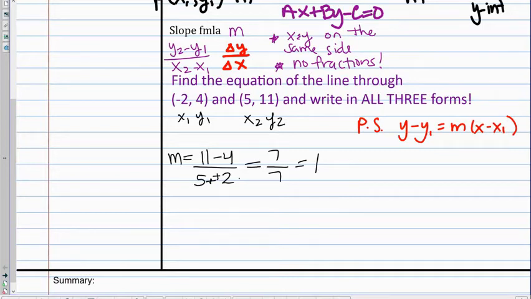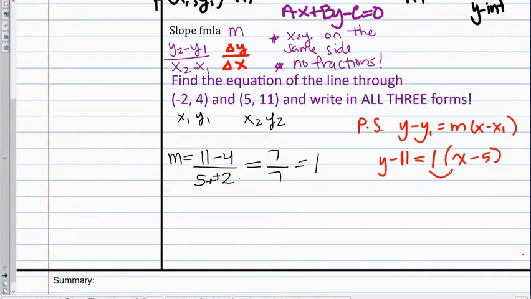So you need to choose one of these points. Maybe you want to choose one right now before I do. I'm going to do (5, 11). You could choose (-2, 4), and you would get the same answer as me. So my y1 in this case is 11. The y and the x stay there. You need an x and a y in your final answer. And the m we said was 1, our slope. And then I have parentheses, x minus 5.